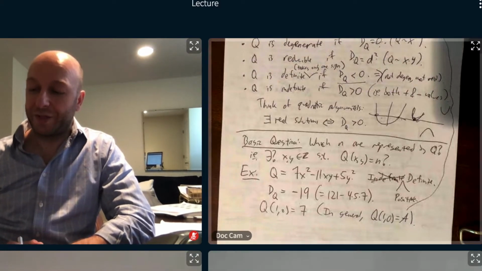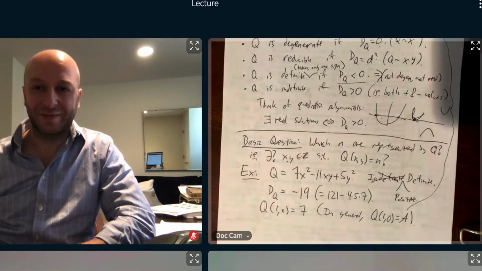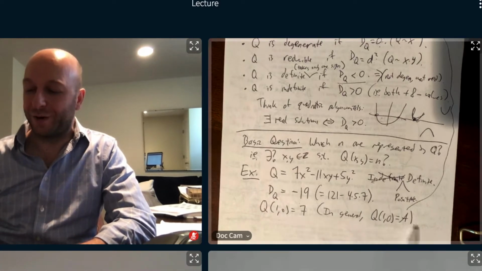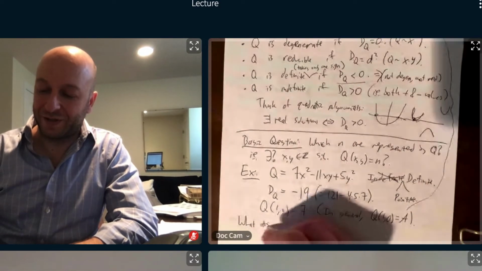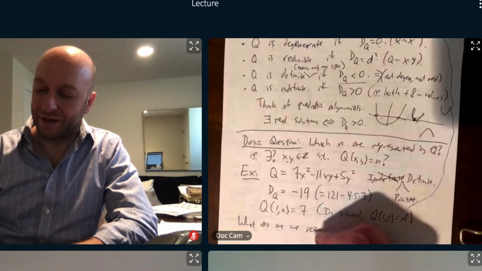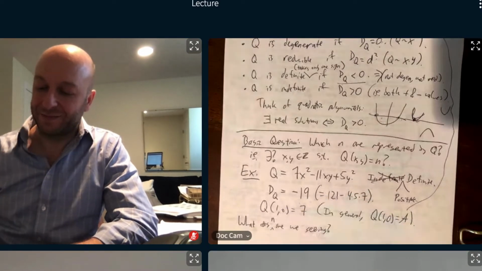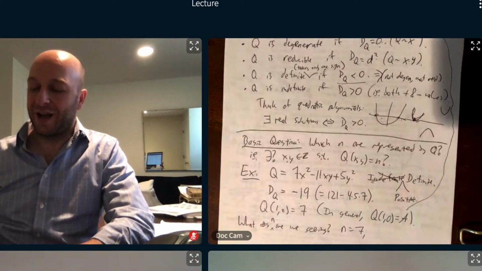So what values are we seeing? Let's see if we can understand something about this. What values are we seeing of this quadratic form? Well, we saw the value, of course, 0, 0. So what numbers n are we seeing? Okay, so we see n equals 7. What else can we find?